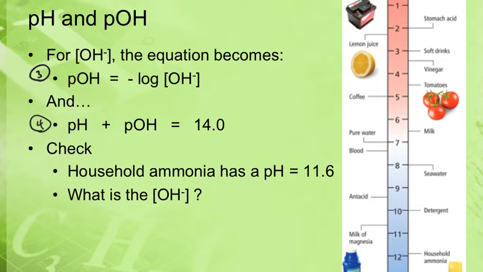Okay, so much like pH, we can also have pOH, which is for hydroxide ions. And pOH is just negative log of the hydroxide ion concentration. So it looks very similar, plugs into the calculator in a very similar way.